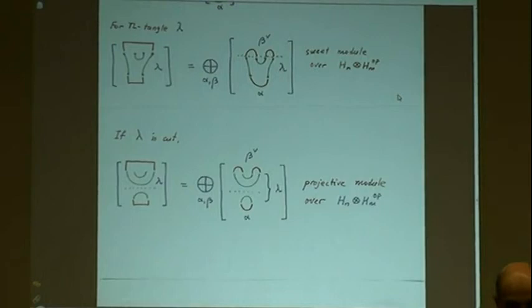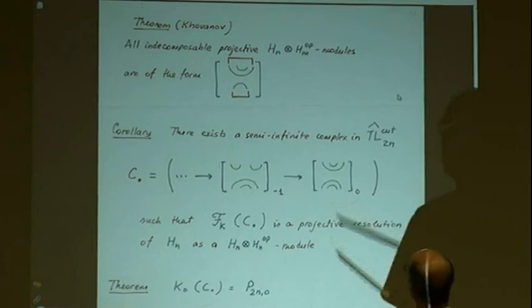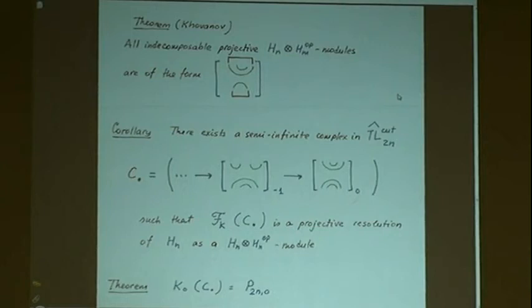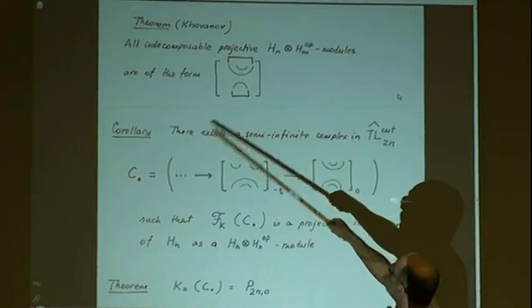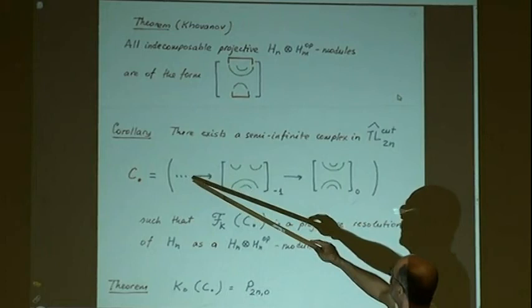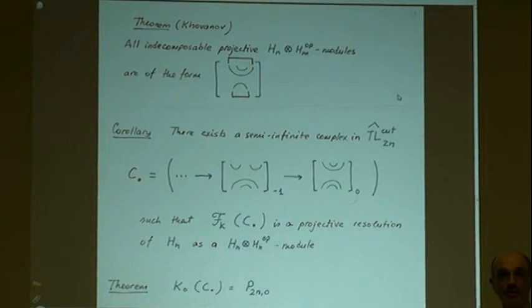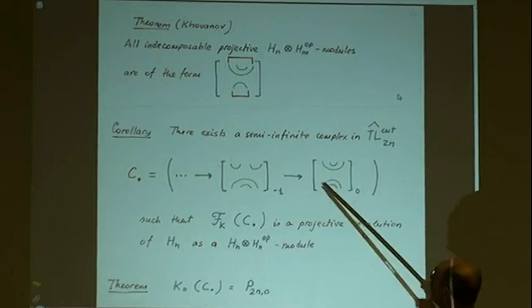We need a theorem that we borrow from Misha. The theorem says that all indecomposable projectives of HN, HM opposite are of this form. Therefore, the resolution of HN as a bimodule will be of this form. It will come from something universal, in Bar-Natan's categorification, and it will contain only split tangles.